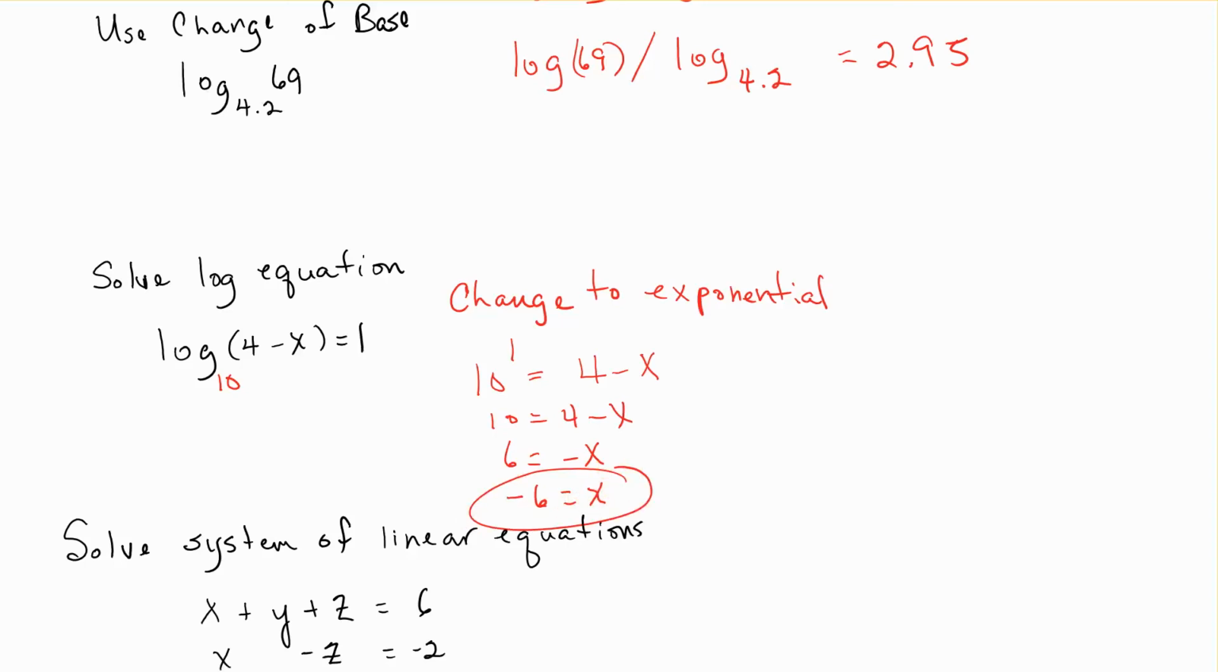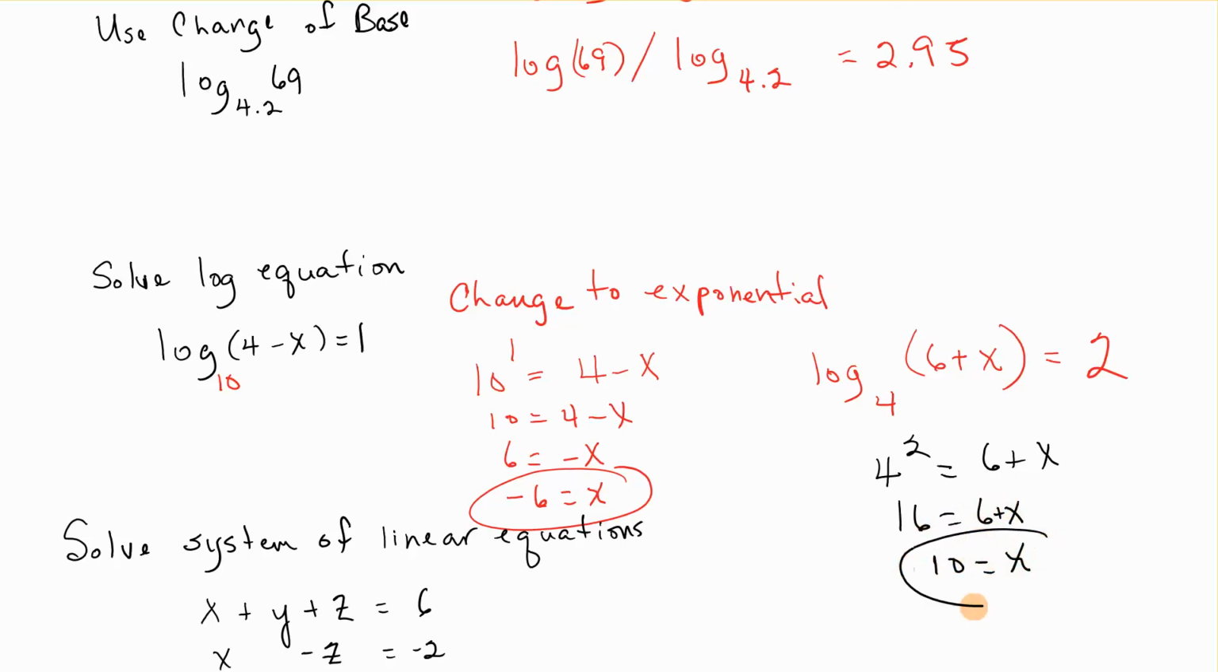Likewise, if you had log base 4 of 6 plus x equals 2, again, we'll change it to exponential, and so we would have 4 raised to the 2nd power equals 6 plus x. So 16 equals 6 plus x. Subtract 6, so 10 would be equal to x. So the base to the exponent equals the argument.